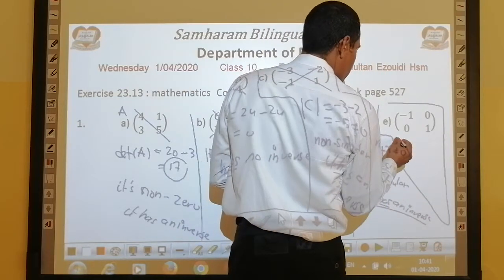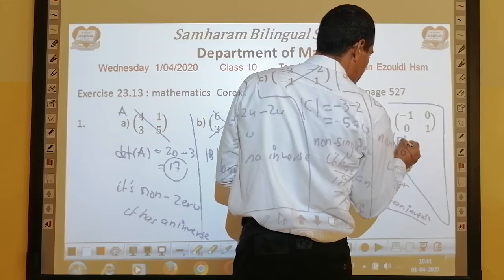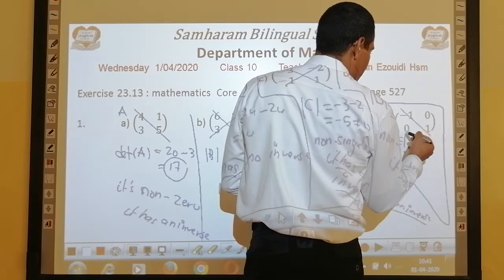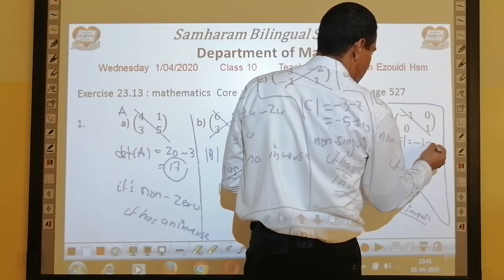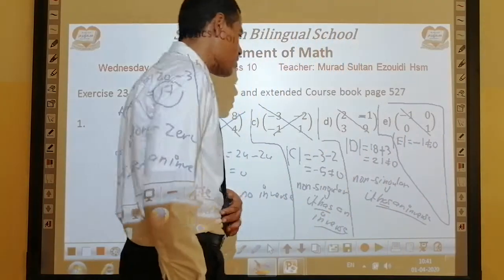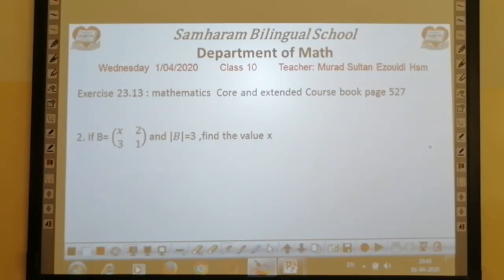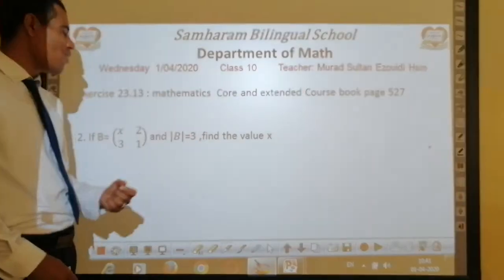So E is what? Negative 1 multiplied by 0, negative 1 minus 0 by 0 is negative 4. So it's different to 0, the same notes. Same mark. Next step. Okay, now if a matrix B has x, 3, 2, 1, and the determinant is 3, find the value of x.